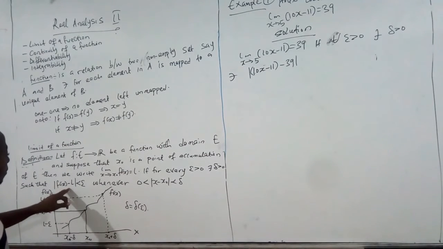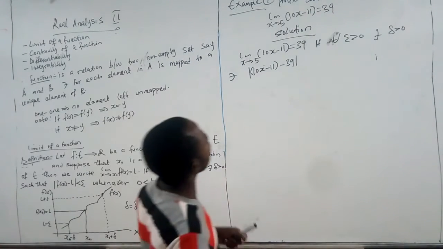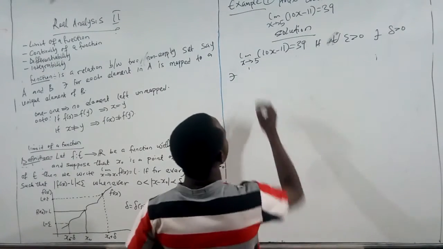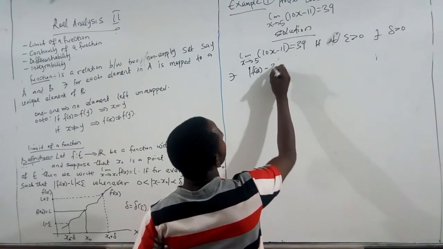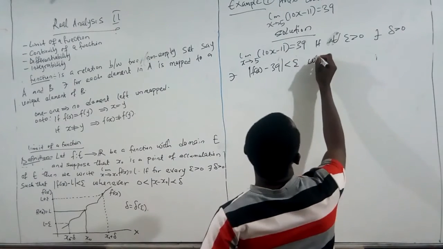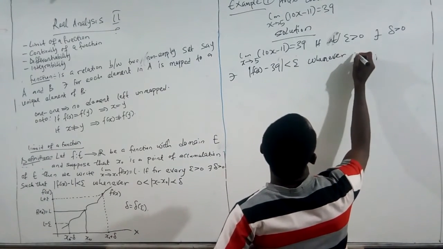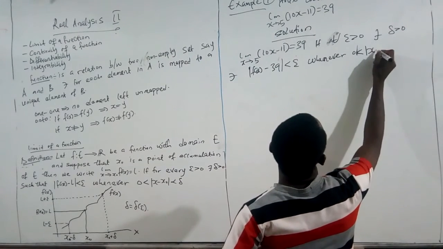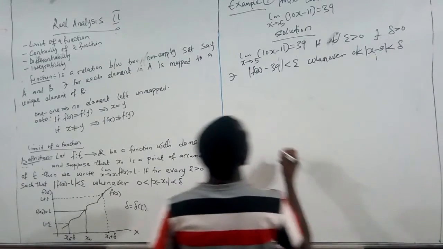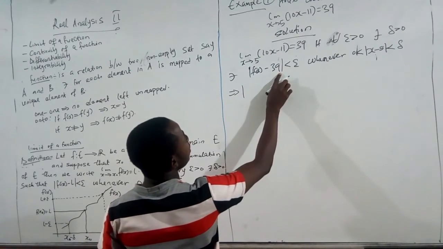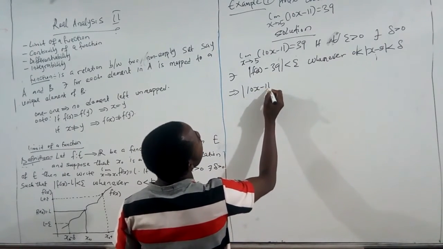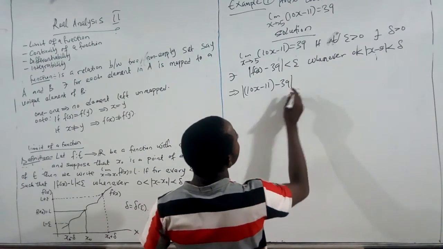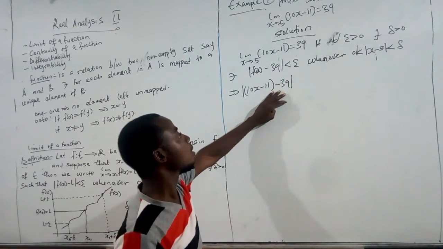So we can have the absolute value of f of x minus l is less than epsilon whenever this happens. So we can now see the absolute value of f of x minus the limit l, sorry, 39, is less than epsilon whenever 0 is less than the absolute value of x minus 5, which is less than delta. So this implies the absolute value of f of x minus 39, which is our l. So f of x is 10x minus 11, then we get minus 39. Once this is less than epsilon, then the result is proved.